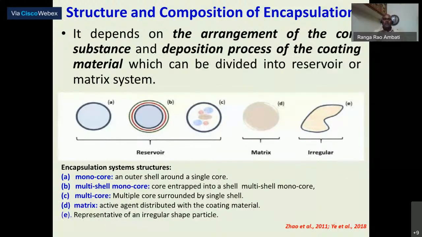Coming to matrix. Matrix is the active agent distributed within the coating, mixed together, the active ingredient and the coating material, that is a matrix. And coming to irregular, we can see this is the shape of the particles. So this is structure, and composition is very important when you take the encapsulation process. Next slide, please.